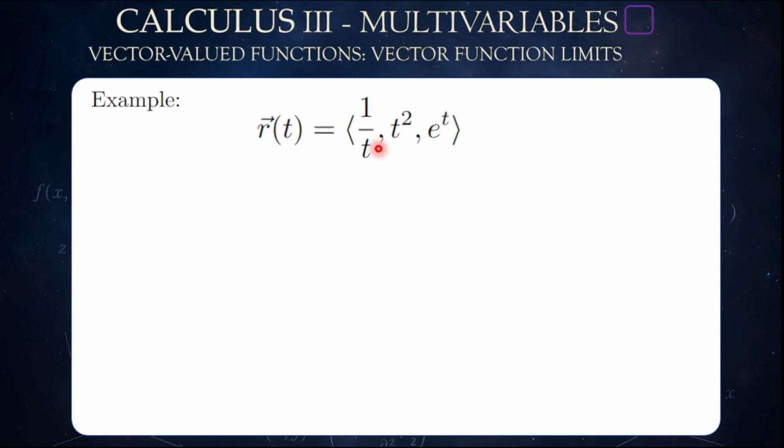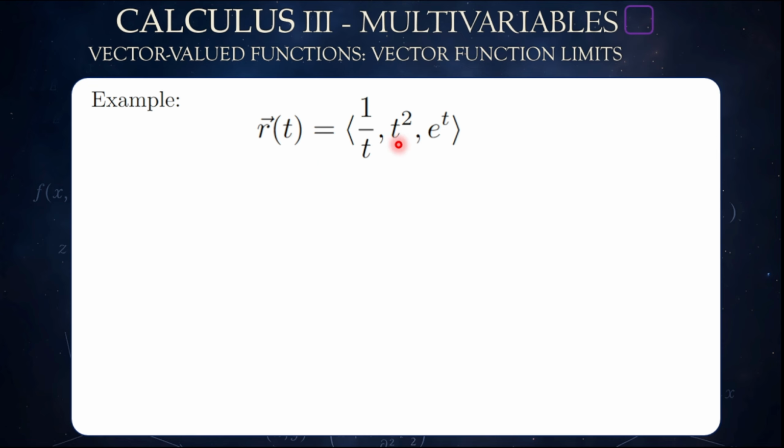Example: r(t) = (1/t, t², e^t). Of course, you can try to solve it yourself. Try to find the limit for r(t), then the limit for the magnitude of r(t). Okay, now for the limit of r(t) itself, it is equal to the limit when t goes to 0. This is what we're trying to find, of 1 over t, t squared and e^t respectively.